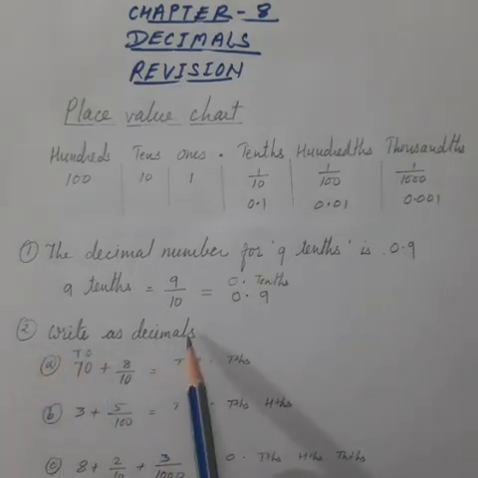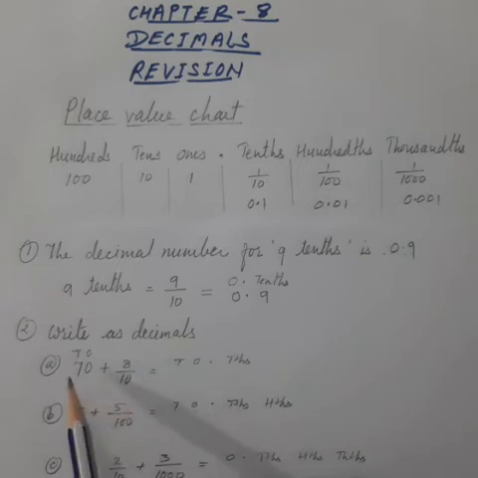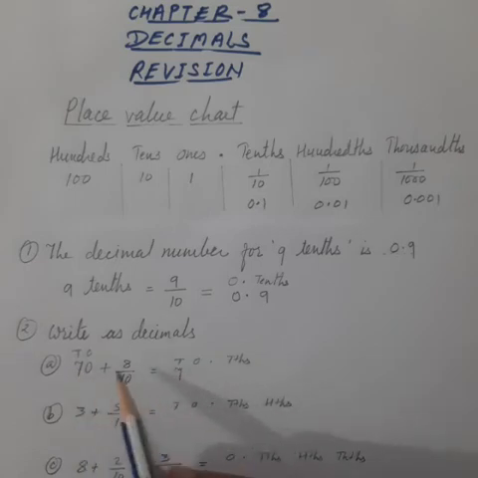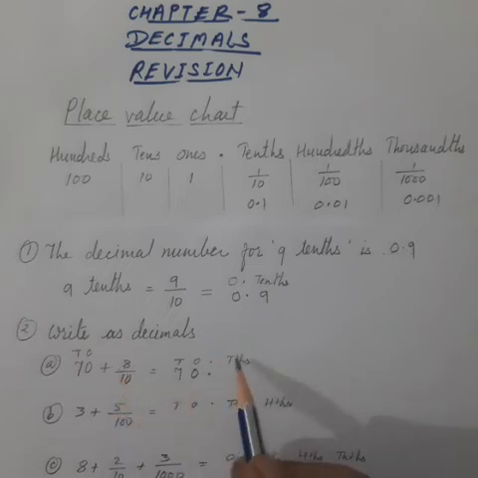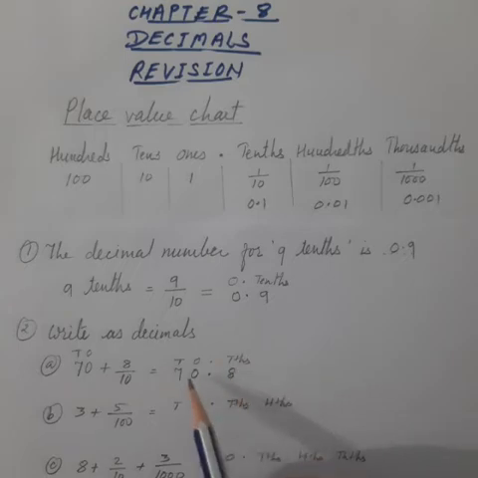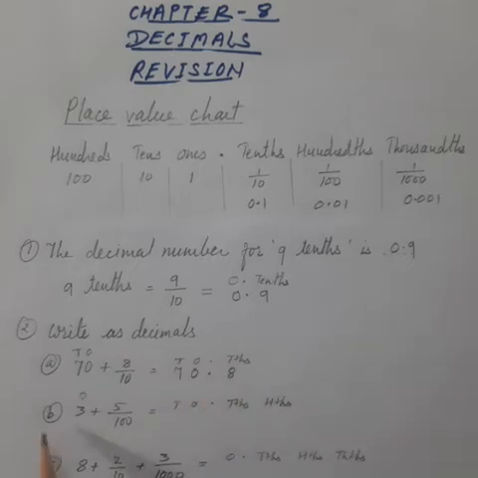Question 2. Write as decimals. A part. 70 plus 8/10. 70 means 7 at tens place. No ones are there. So 0. Point comes always after ones place. And 8/10. Tenths is the first place after decimal point. So 8 is at first place after decimal point. So the required decimal number is 70.8.